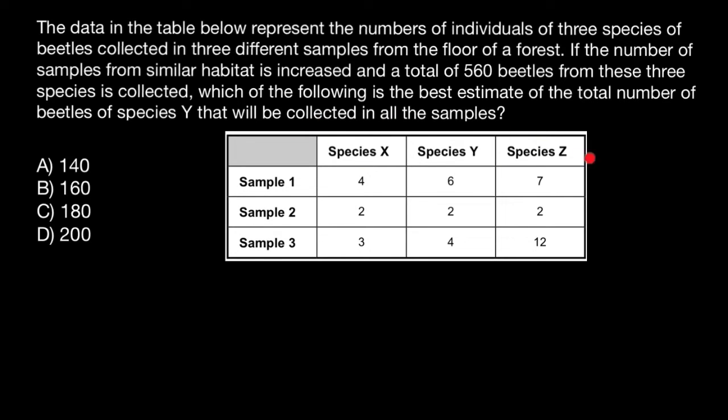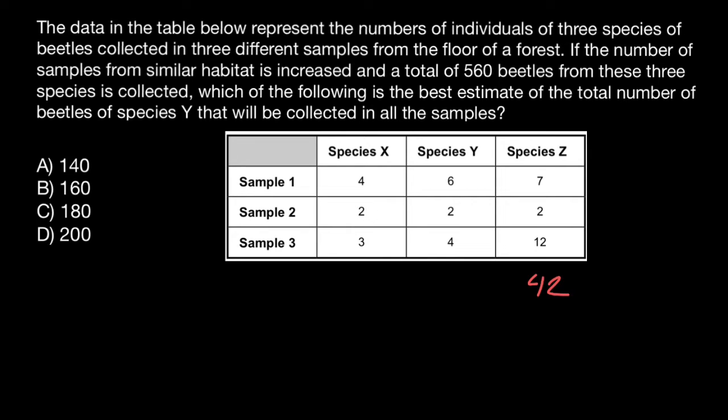So here in this table we have three species, X, Y, and Z, and the species were collected in three places. And here's the numbers. So first of all, let's count how many beetles were collected in first trial. So 4 plus 6, 10, plus 7, 17, plus 2, 19, plus 2, 21, plus 2, 23, 26, 30, plus 12, 42. So let's put this number here. Total number of the beetles, 42.